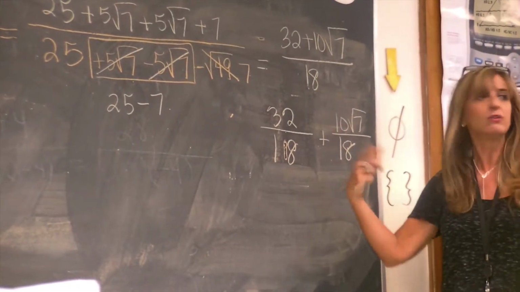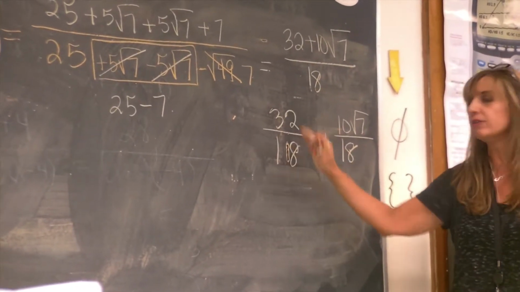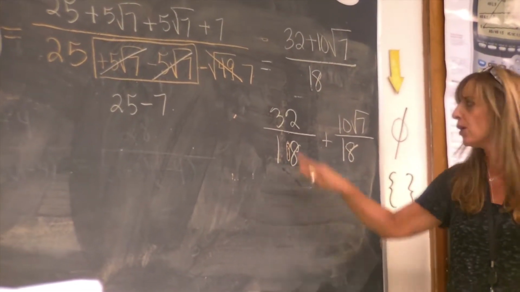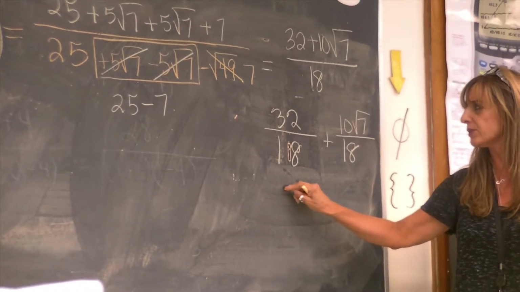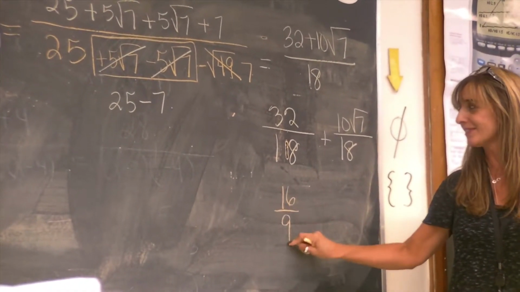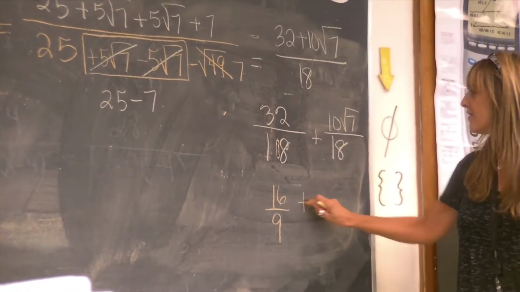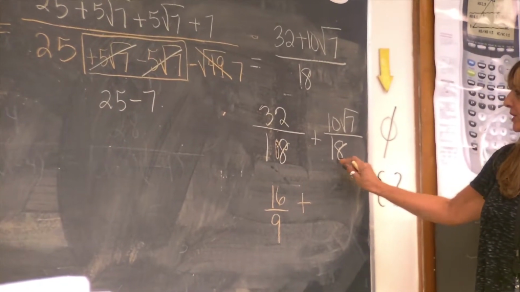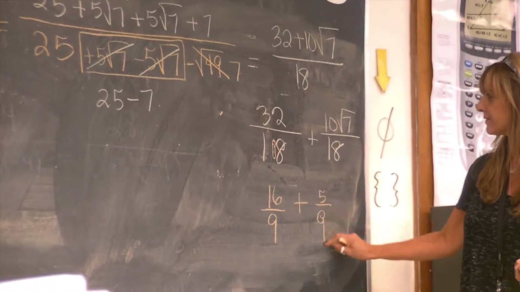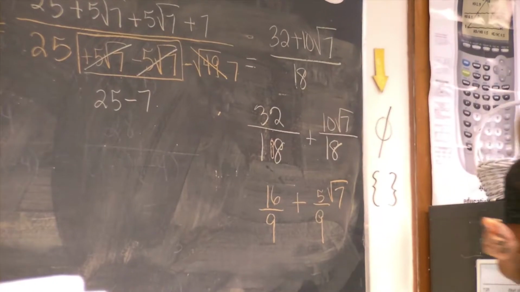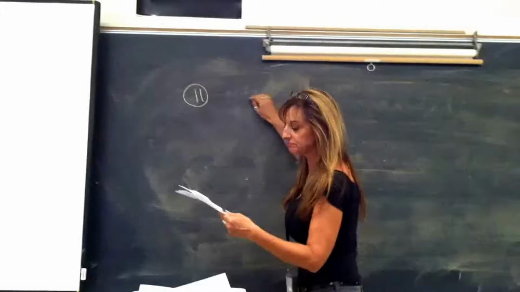32 divided by 18 will give you a decimal, you'll math bracket, and it'll give you the fraction reduced. What is 32 over 18 reduced? 16 ninths. That's right. And then 10 over 18 reduced would be 5 ninths. Who had it? Good job.